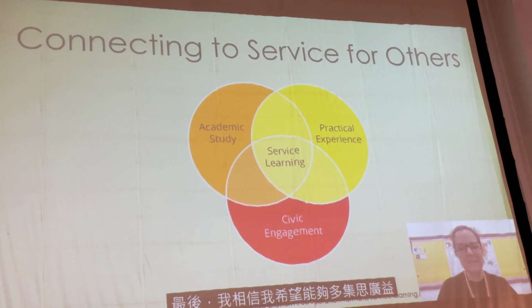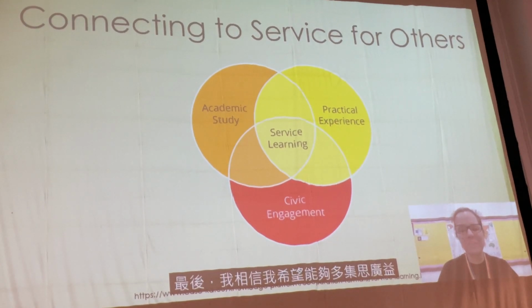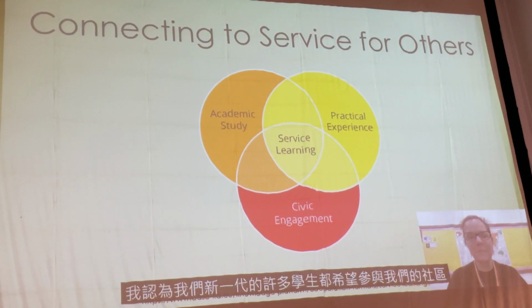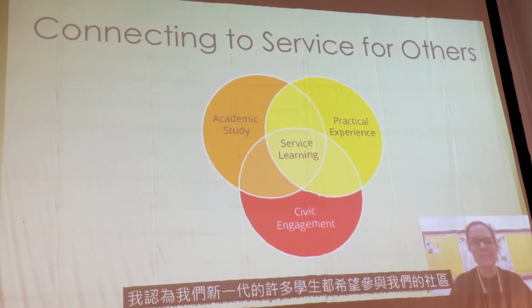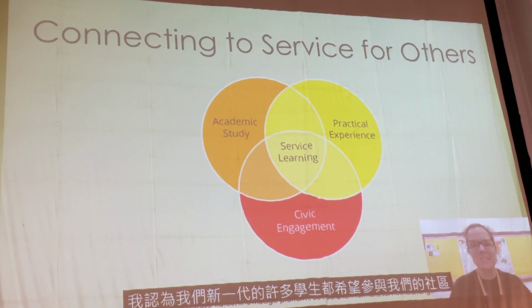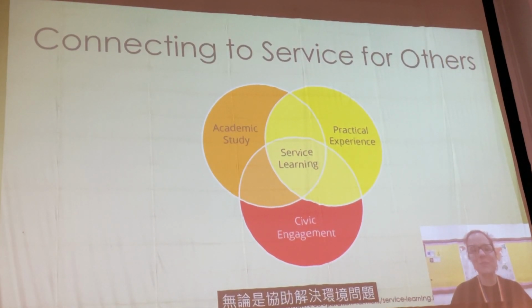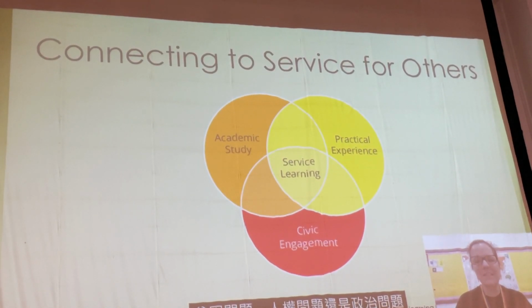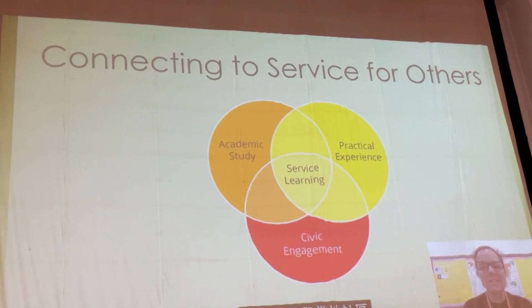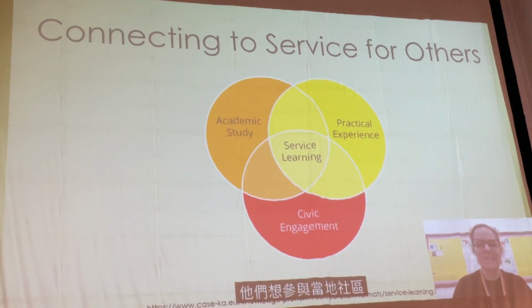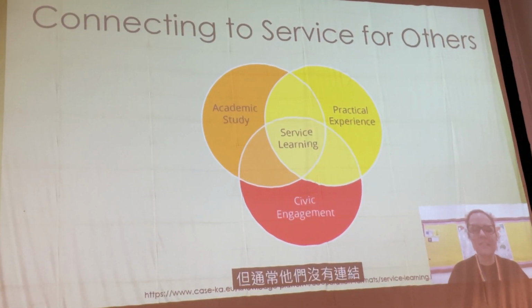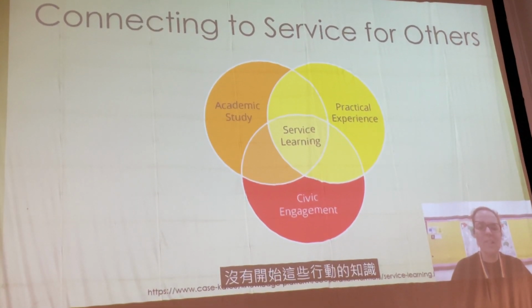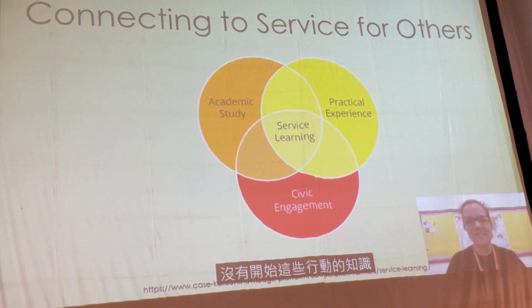Lastly, I believe, and my hope would be, that there could be better brainstorming about how we can connect to service for others. I think that many of our students in this new generation want to be involved in their communities, whether it is to assist with environmental issues, issues of poverty, issues of human rights, issues that are political in nature. They want to be engaged in their local community. But oftentimes, they do not have the connections or the knowledge with which to start those actions.